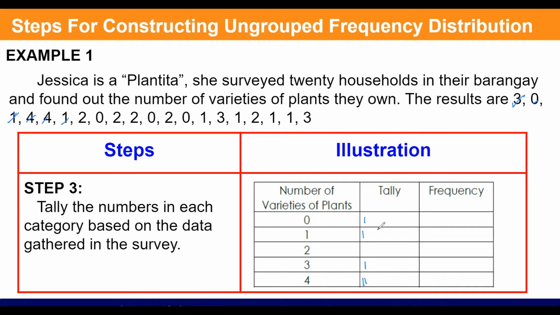Next, 1. Next one, 2. Okay, 0. And then, we have 2, dalawang 2. 1, 2. Then, 0 again. Okay. And then, we have 2. Okay, 0. Okay, now. Then, we have 1. Then 3. Okay, 1. Then 2. Okay, so slash na to. And then 1. Slash na din po kasi pang 5 na. 1 again. Ayan. And then we have 3. Ayan. So, ganun po kung paano mag-tally.